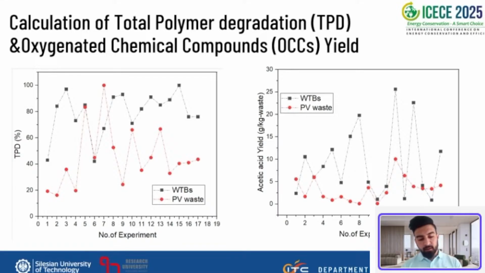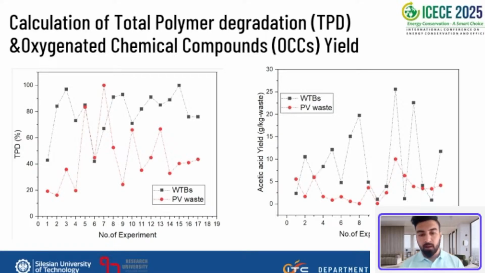The main reason, I will explain here, is that in the case of wind turbine blades, we have more polymer existing, for example a polymer concentration of 70%, as I showed during the ultimate and proximate analysis, and a lower concentration of ash. On the other hand, in the PV waste, we have a very high concentration of ash, meaning inorganic materials that are not subject to degradation.